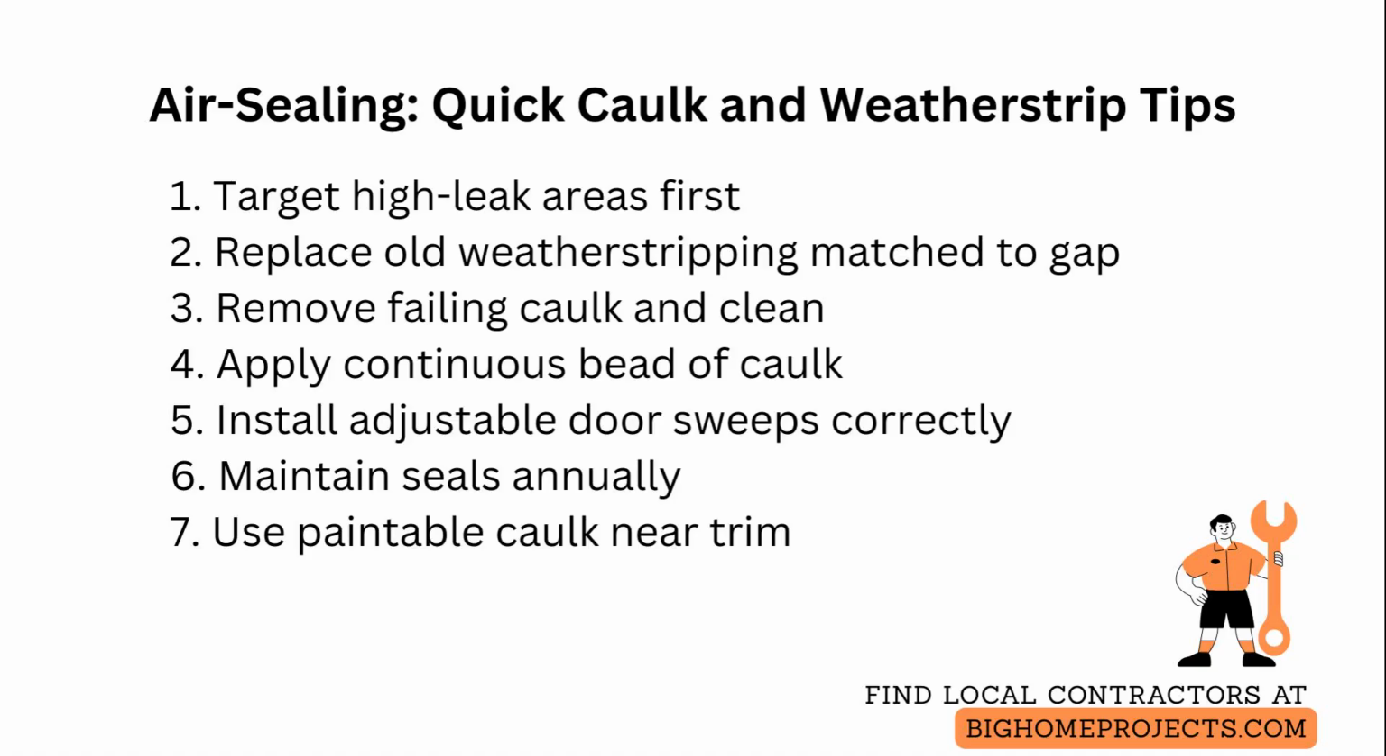Replace old door and window weather stripping with a profile that matches the gap size and material surface. Compressible foam works for irregular gaps, while V-strip or bulb gasketing suits narrow, repeating joints. For caulking, remove failing material, clean and dry the surface, then apply a high-quality silicone or polyurethane exterior caulk in a continuous bead and tool it smooth with a wet finger or caulk tool for full adhesion.